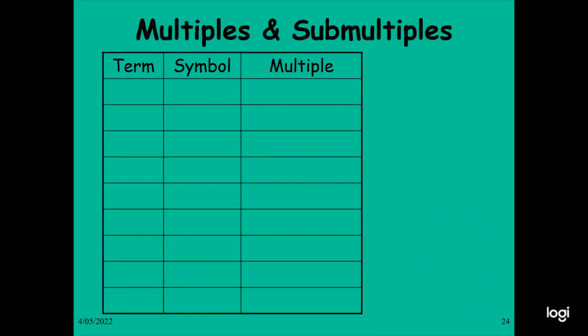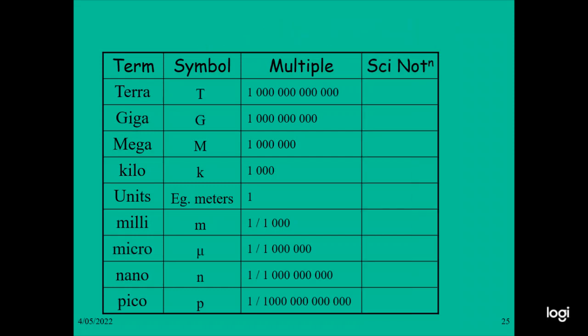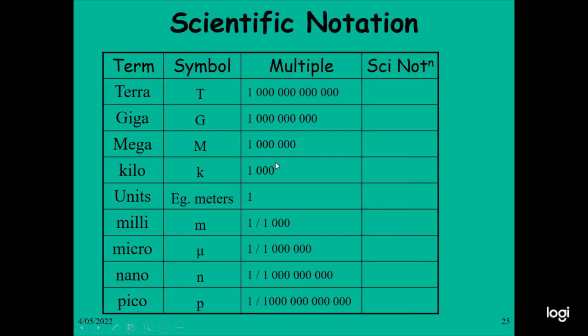Multiples and sub-multiples and their symbols are the notation. Unit can be the meter, and kilo, millimeter, meter, mega. This is the relationship between the symbol and the multiple. Tera is 10^12, giga 10^9, mega 10^6, kilo 10^3, milli is divided by 1000, micro is divided by 1 million, nano divided by 10^9, pico is divided by 10^12.